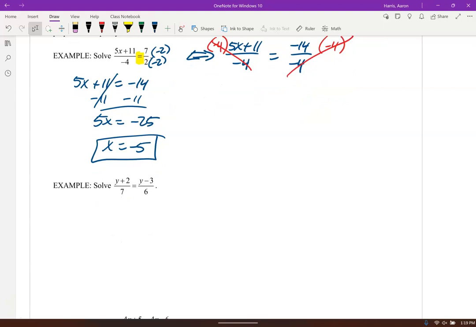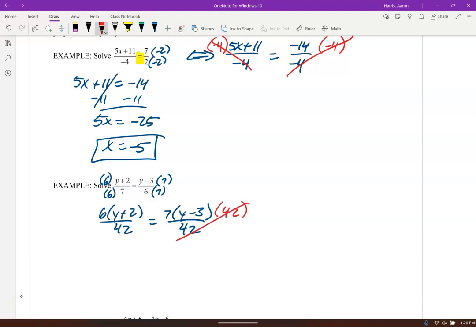This one we've got a common denominator of 42, right? So I'd multiply that by 7 over 7, and this one by 6 over 6. That's a common denominator of 7 and 6. So we get (6y plus 2) over 42 equals (7y minus 3) over 42. And then you notice we can multiply both sides by 42. If I multiply that side by 42, I've got to multiply that side by 42. So we end up with 6y plus 2 equals 7y minus 3.